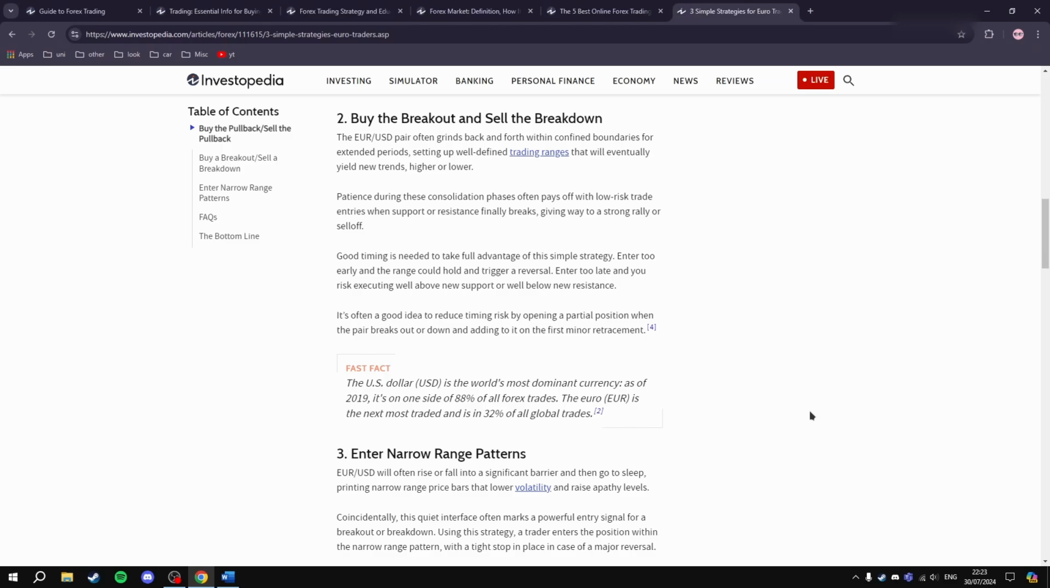Patience during these consolidation phases often pays off with low-risk trade entries when support resistance finally breaks, giving way to a strong rally or sell-off. Good timing is needed to take full advantage of this simple strategy. Enter too early and the range could hold and trigger a reversal. Enter too late and you'll risk executing well above new support or well below new resistance.